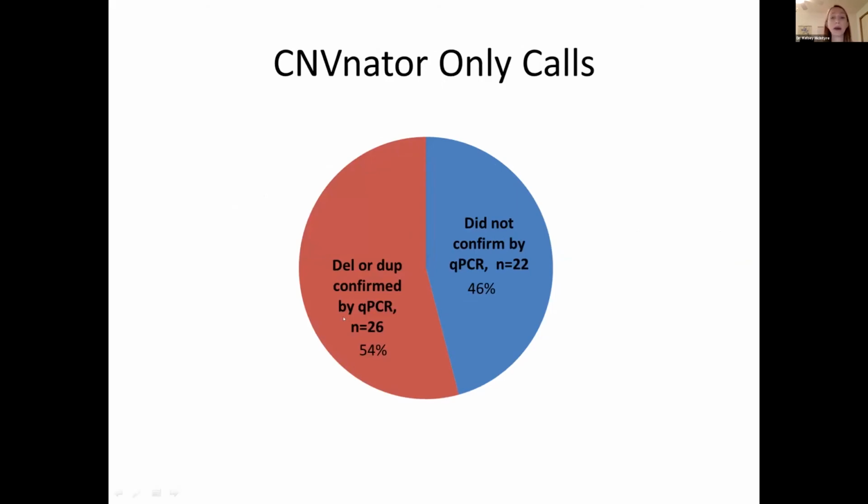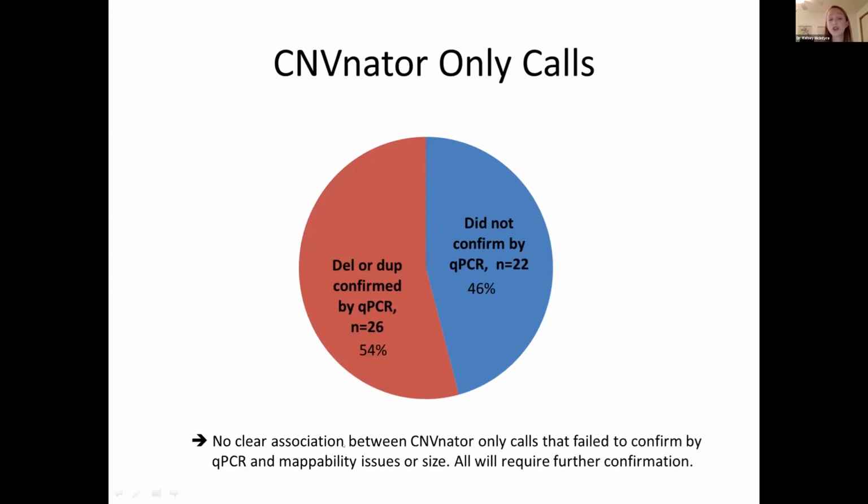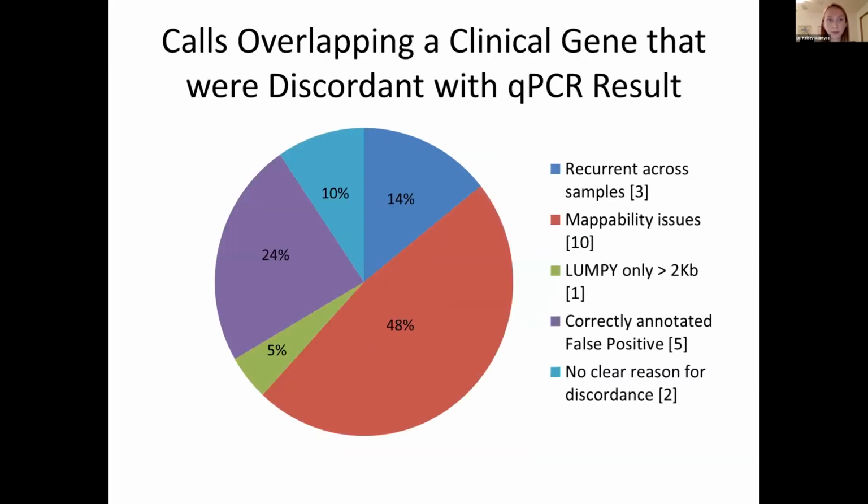CNVnator calls were hit or miss. Some did confirm by PCR, some did not. There was no trend on the size, or whether it had mappability issues. So unfortunately, every call that's made by CNVnator by itself will require further analysis by a genetic counselor, a pathologist, or if it's clinically significant, with follow-up by qPCR.